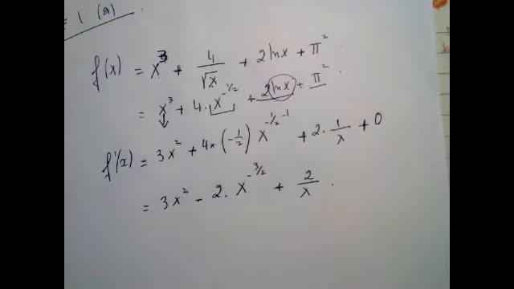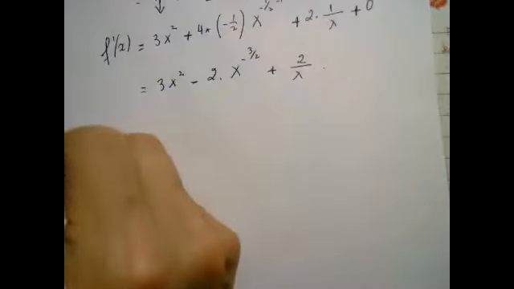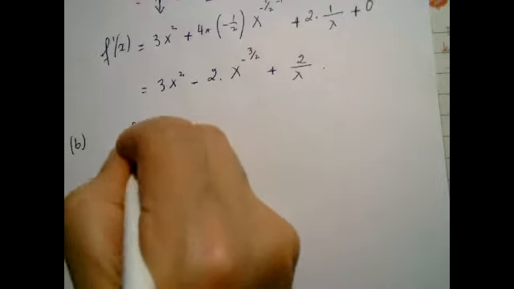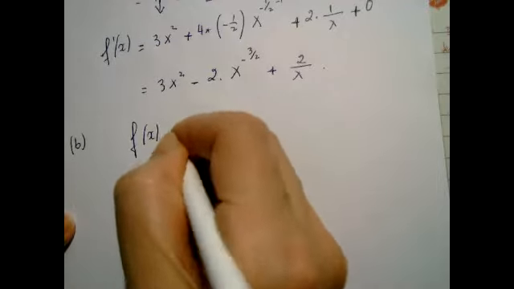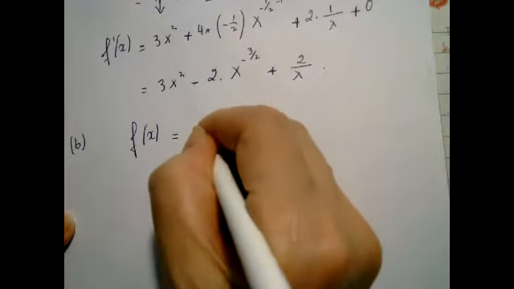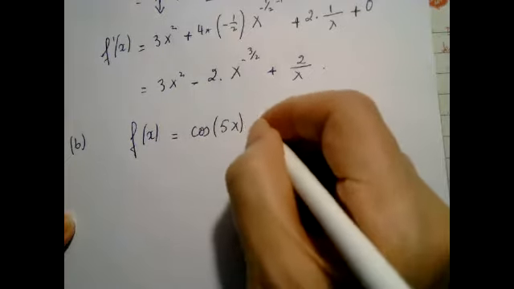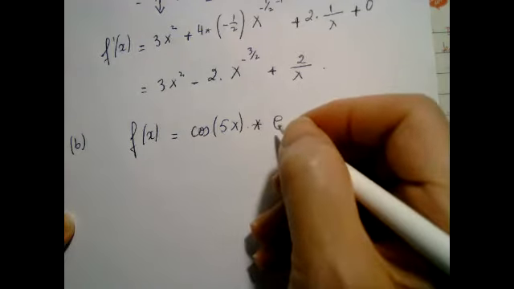I will do one more and then we proceed to integration by substitution. So I will do part B, again just to remind you, and then we stop. So part B is, we have the function f of x equals cosine 5x times e to the x squared.